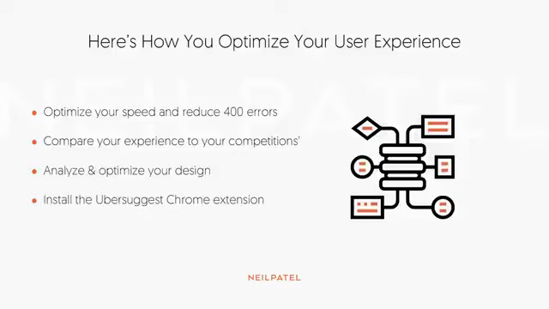Make sure your website loads fast. The Ubersuggest site audit report will tell you what's wrong with your site speed and how to fix it. You also want to reduce any errors that you have. Google Search Console will show you these. You want to compare your experience to your competition and make sure you have a better user experience. Always analyze and optimize your design. And of course, install the Ubersuggest Chrome extension. It's free. It'll keep giving you new ideas on what people are looking for and trends, so you can make sure you're creating the best experience for users.